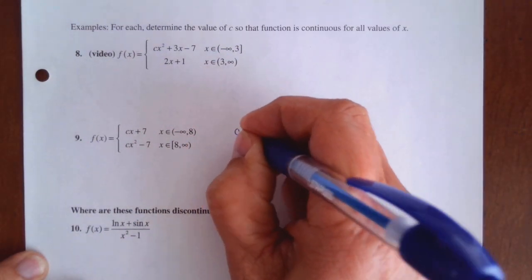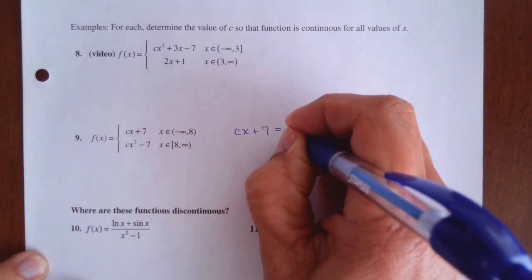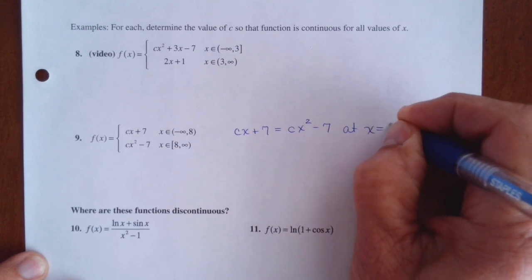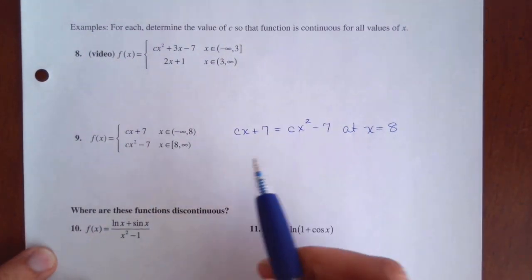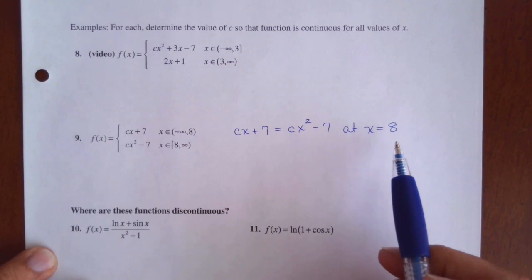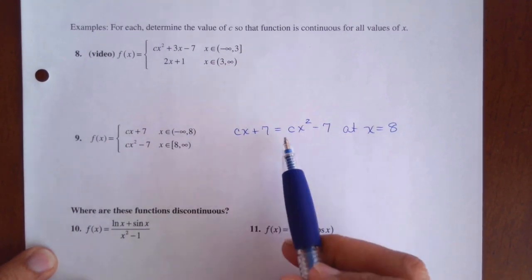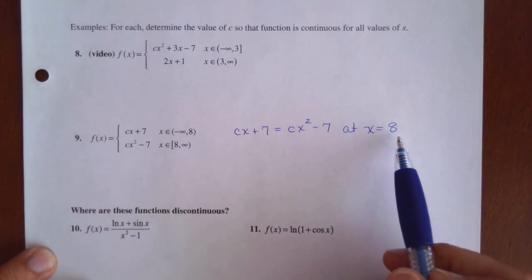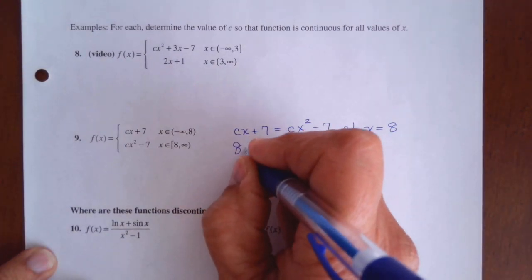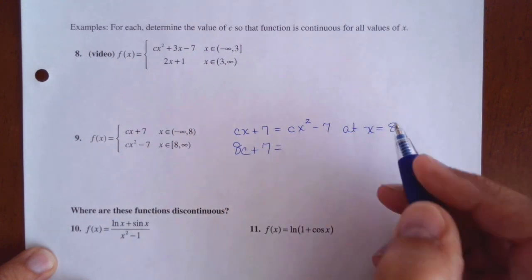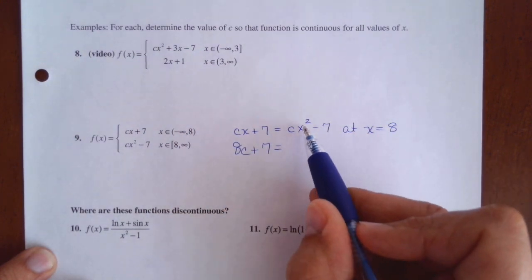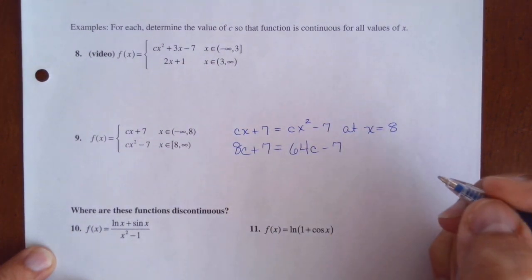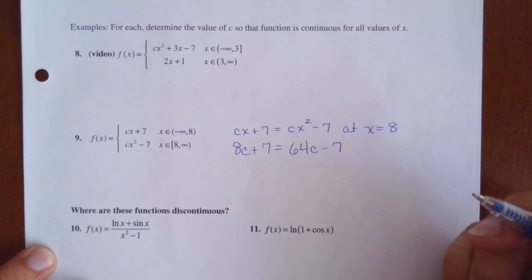So I want to set cx plus 7 equal to cx squared minus 7 at only x equals 8. Okay, that's what I'm trying to do to make this thing continuous. I'm going to pick the right c value so that all this works. So we're going to plug in 8 for x right now. So that would be 8c plus 7 equals, and then if I plug in 8 for x, 8 squared is 64 minus 7. Right? And then we're just going to solve that for c.